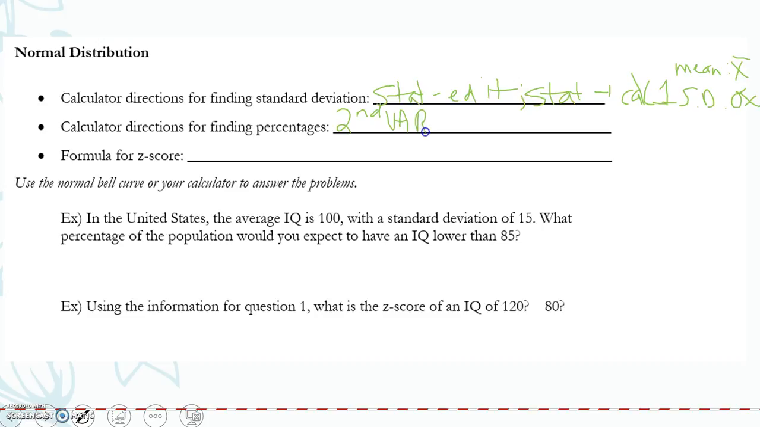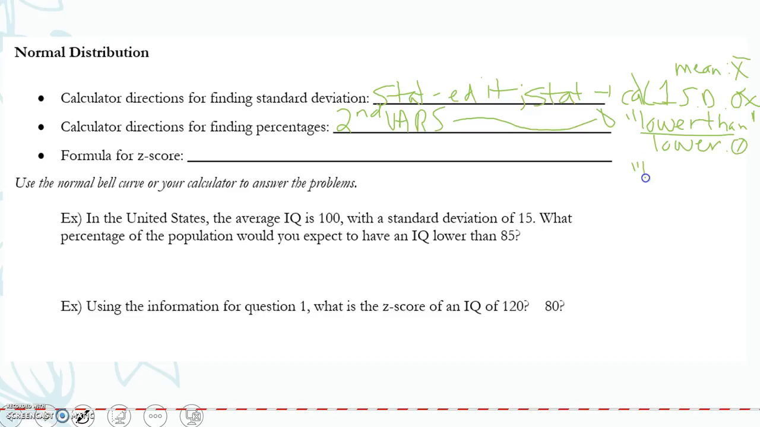Then to find percentages, what you do is you hit second vars 2. That'll pull up a menu with the lower and the upper, and then the mean and standard deviation, so you fill everything in. However, sometimes the problem will ask something like lower than or less than a certain number. If that's the case, it'll only give you one number. So that means your lower number will be 0, and your upper number will be whatever number they gave you.